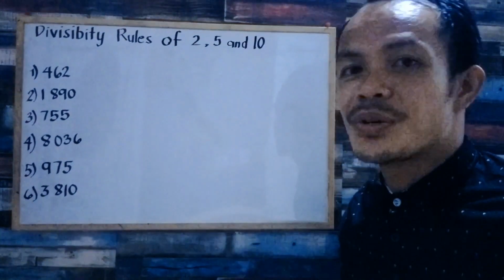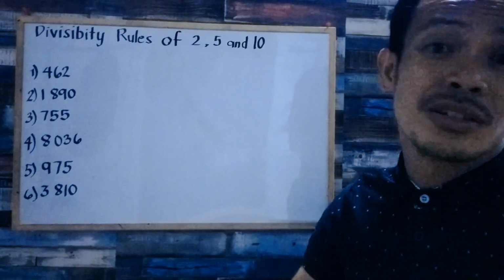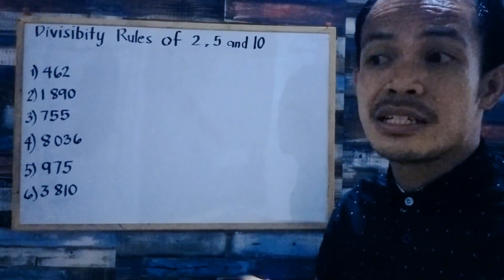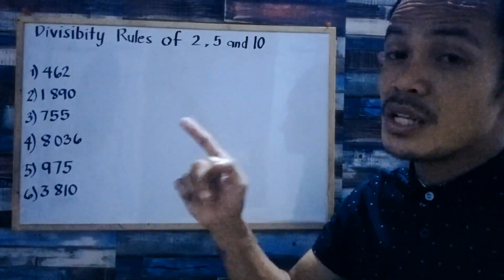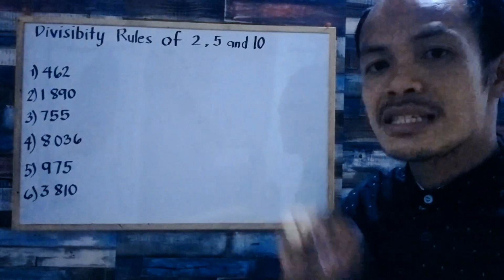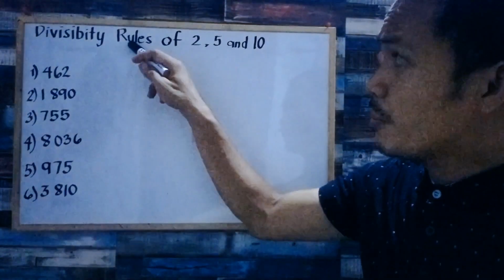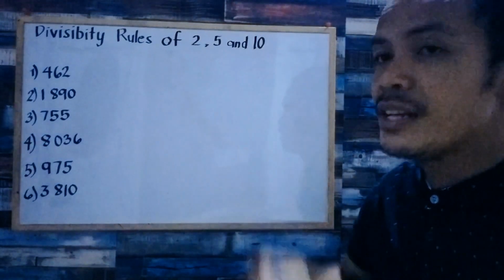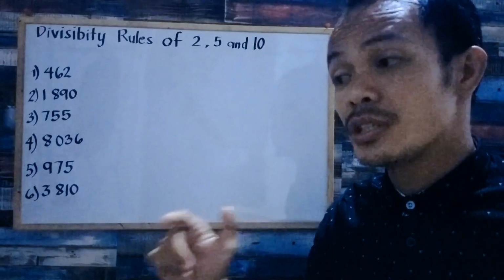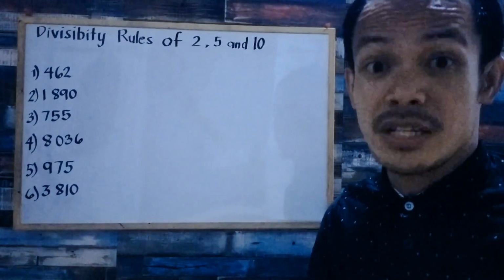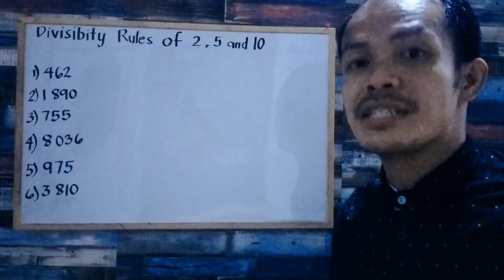Alright? So, no matter how big the number is, let's say for example it's a million or billion, you can still determine if a number is divisible by 2, 5, and 10. Why? Because you will just simply look at the last digit of the number. Right? So, for the divisibility rules of 2, 5, and 10, just look at the last digit of a number to determine whether it is divisible by these certain numbers, 2, 5, and 10.